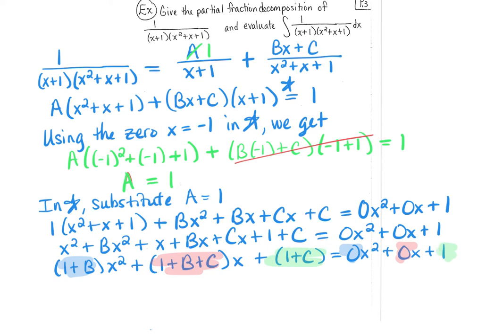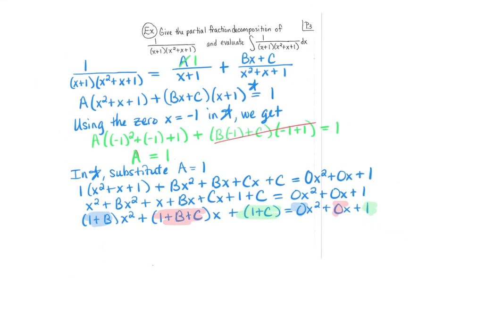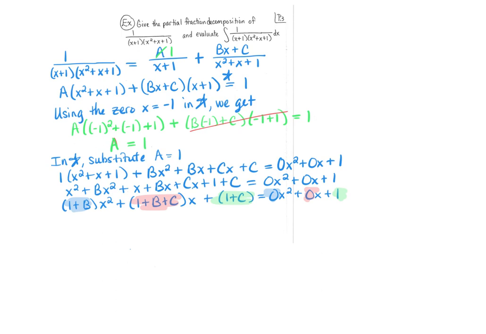So that's what we're going to do, and we're going to find out what b and c are. So let's do that. We have 1 plus b is equal to 0. 1 plus b plus c is also equal to 0. That's this 0. And then we have 1 plus c is equal to 1.